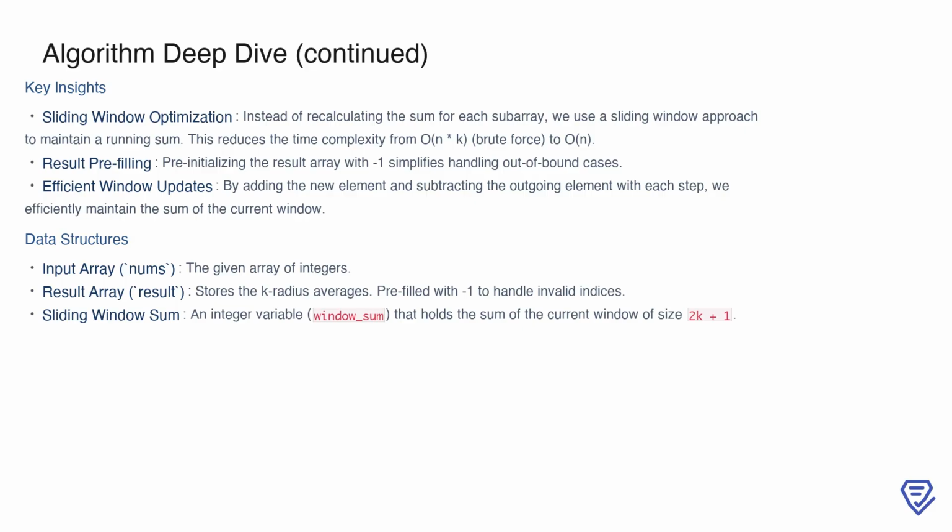The data structures required for this approach are minimal. We have the input array, nums, and the result array, which stores the k-radius averages. Additionally, the window_sum variable keeps track of the sum for the current window. These structures work together to ensure the solution is both efficient and easy to manage.